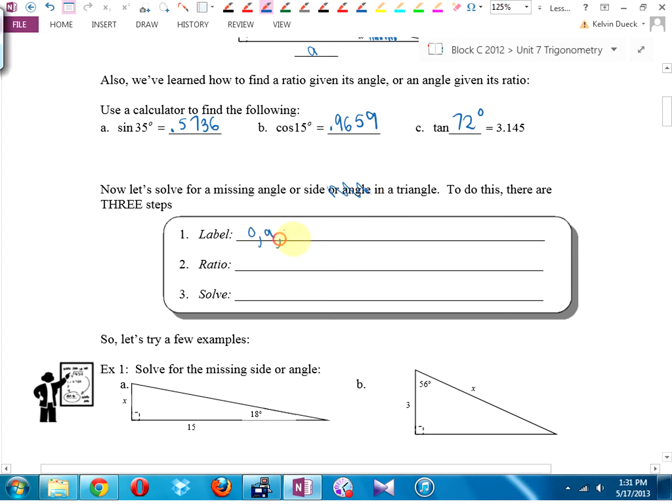O, A, and H. What does the O stand for? What does the A stand for? Adjacent. What does the H stand for? So label the triangle. Then figure out the trig ratio. We had an acronym. What was the acronym? Let's write that in here. That's what we're going to use. In fact, I'm going to suggest that for the rest of this lesson, anytime you turn the page, this is the first thing you write at the top of the page.